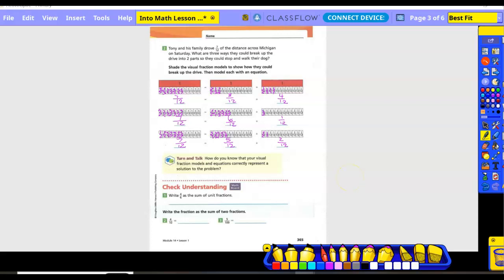Write 4/6 as the sum of unit fractions. So what does a unit fraction have to have in its numerator? What number? 1. Number 1, right? So I'm going to write 4/6 equals, what am I going to write? 1/6. How many times? 4 times, right?